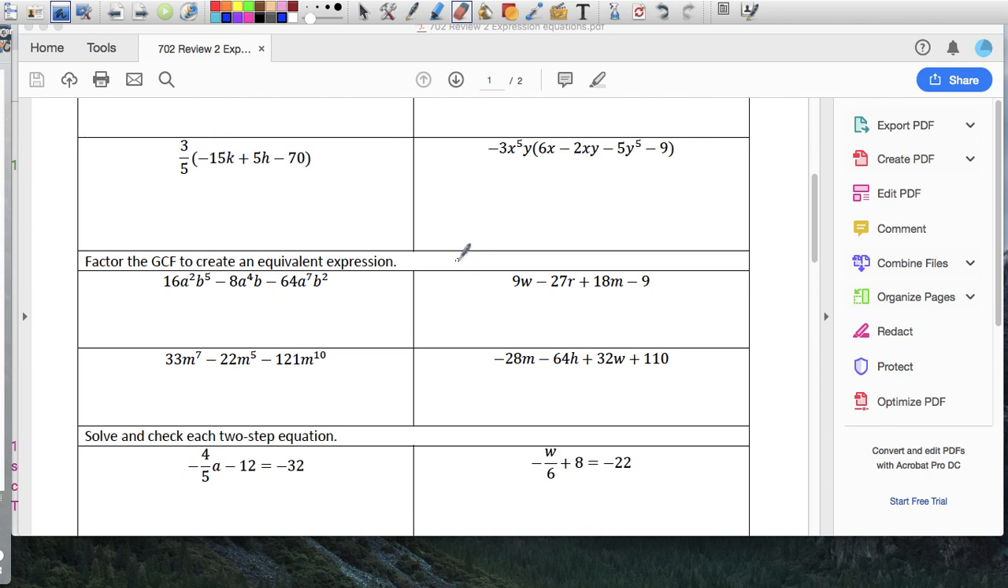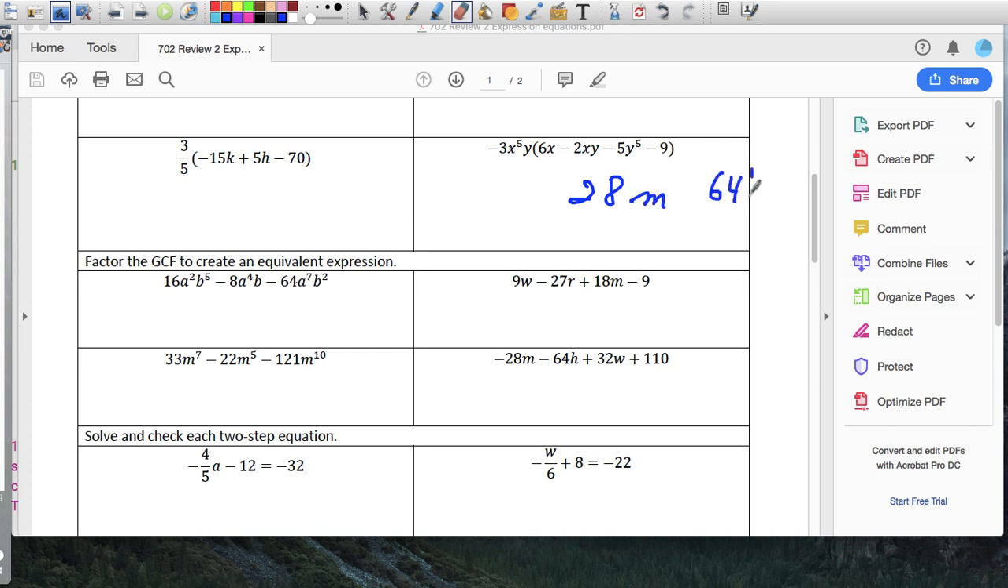Let's pick another one. Let's pick this one. So 24, 64, 28, 64, 32, 110. What's the highest number I can pull out? Is it 8? I'm not too sure. You know what? We're going to do the ladder method.